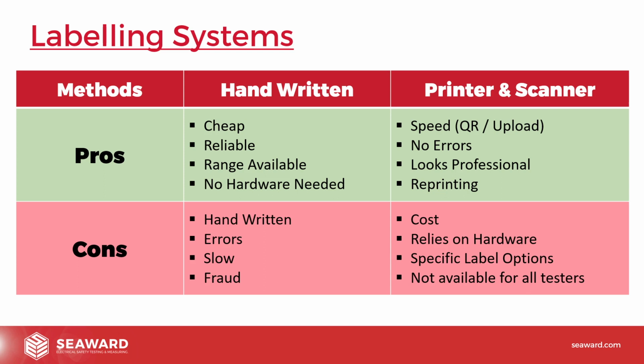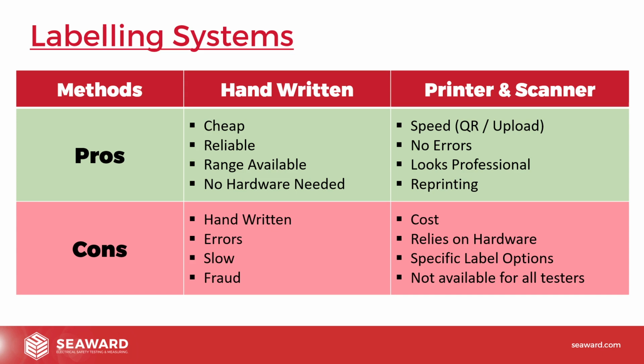So handwritten labels, obviously, they're a lot cheaper. You buy a big roll of labels and you write them out by hand, peel them off, put them on a sticker. It's reliable. There's nothing to go wrong there. There's no technology. Nothing's going to run out of batteries. You've got your roll of stickers. You've got your pen. As long as your pen doesn't run out of ink, you're away. Range available. Obviously, you can get your own labels done. You can get bespoke labels with your company logo on and all that sort of thing. So there is a wide range available.